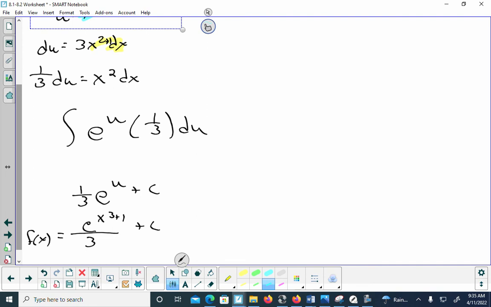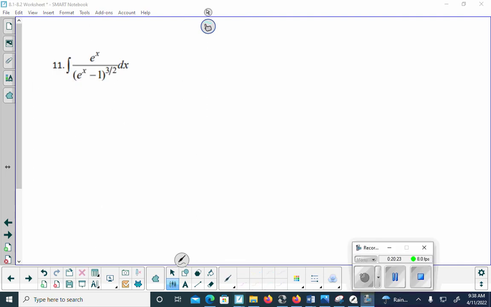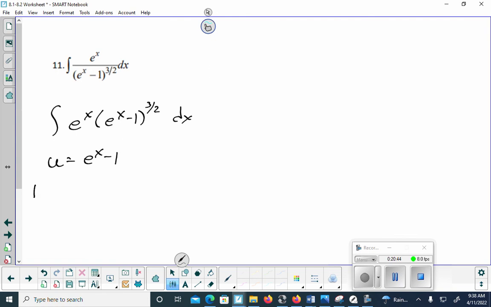That's going to equal my f of x. So when I go to do this one, I am going to have to use u substitution. I'm going to rewrite this as e to the x and e to the x minus 1 to the 3x power dx. And whatever I'm raising to the power, that's what I'm going to use for my u substitution. So that's going to be e to the x minus 1. The derivative of that is e to the x times the derivative of x, which is 1, the derivative of the minus 1 is 0, and then dx. And I have that up here.